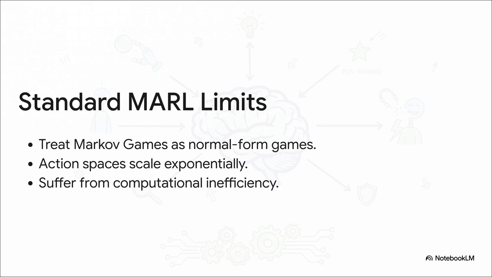Standard multi-agent algorithms have major limitations. Older methods, like fictitious play, try to treat these sequential, time-based Markov games as if they were simple, single-step normal form games. And the problem there is that the possible action space scales exponentially the longer the game goes on. It creates a massive bottleneck, making these older algorithms incredibly slow and computationally inefficient for complex tasks.